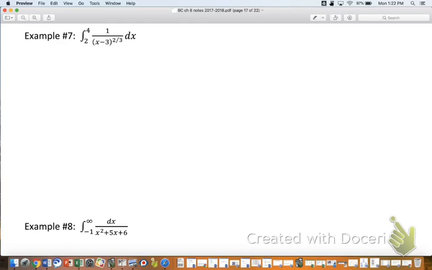Can anybody explain why example 7 is even an improper integral? It's between 4 and 2. What's between 4 and 2? 3. And what's so important about 3? It is a vertical asymptote. The vertical asymptote at 3, that's right between 2 and 4.